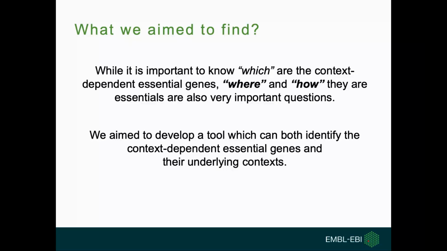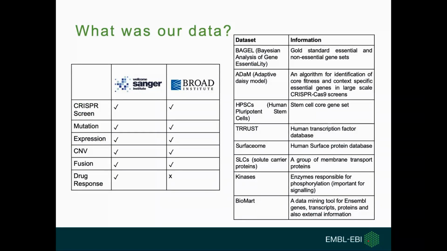But we think it is important to know not only which are context-dependent, but also where and how they are essential, to diagnose and also create therapeutics in the future. So we aim to develop a tool which can identify both the context-dependent essential genes and their underlying contexts. So which data did we use? As I said before, we use the CRISPR screens from the Sanger and Broad Institutes. These institutes also have information for these cell lines and their mutational background, their expression levels, their CNV levels, fusions, and the Sanger Institute also has the drug response of these cell lines.